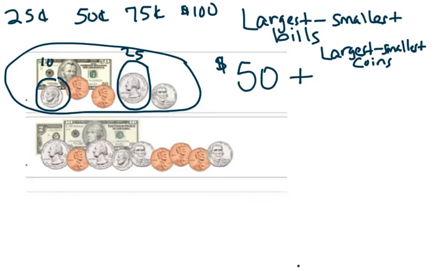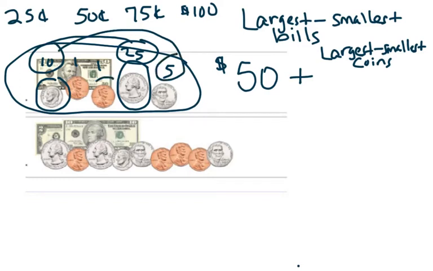So I got my 10 cent here, and there's a nickel. I'm going to start with my biggest coin personally, and we're going to do 25 cents. 10 more would make 35. 5 more would make 40, 41, 42. So I have 42 cents. So the total here is $50.42.